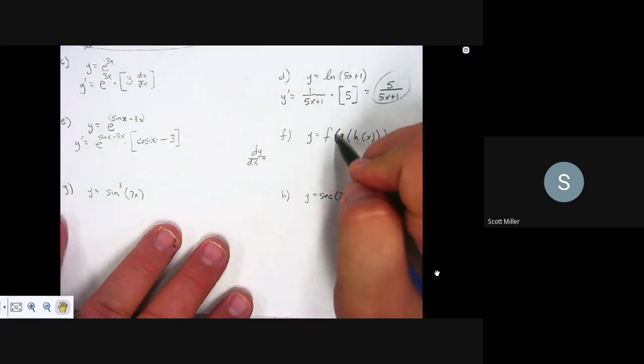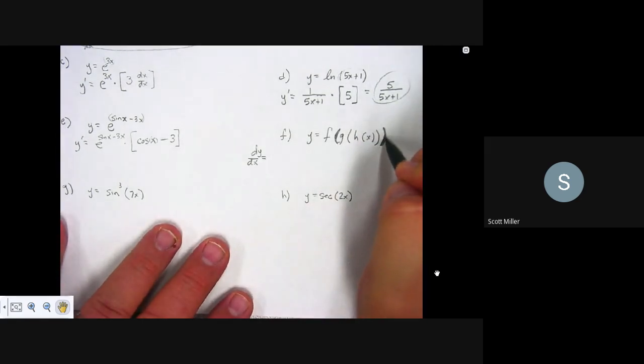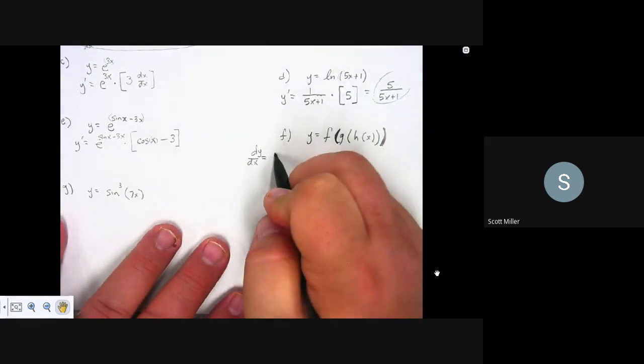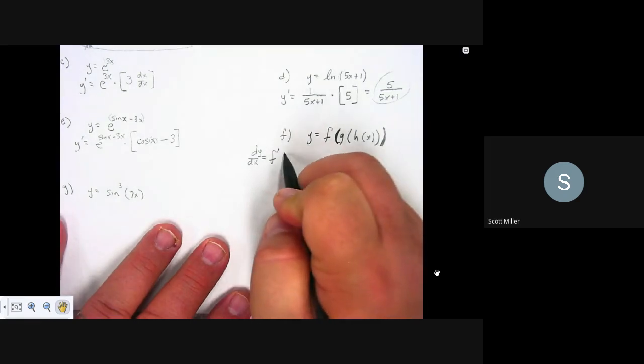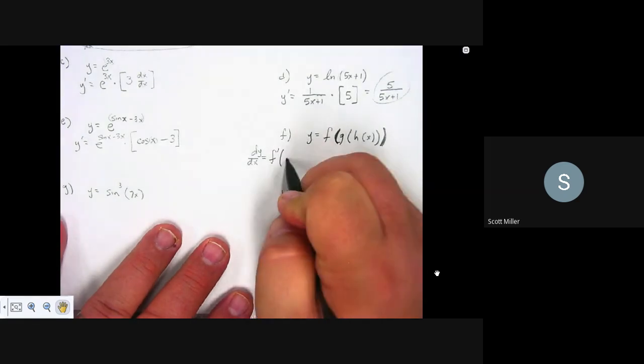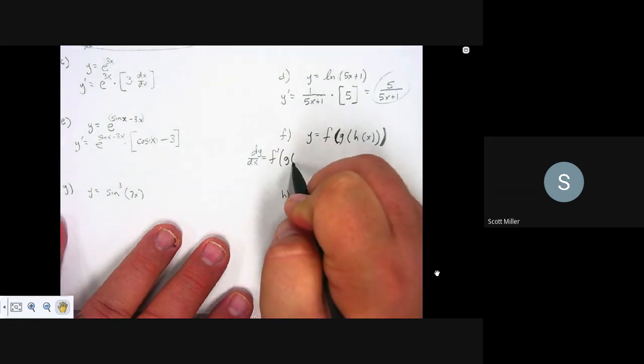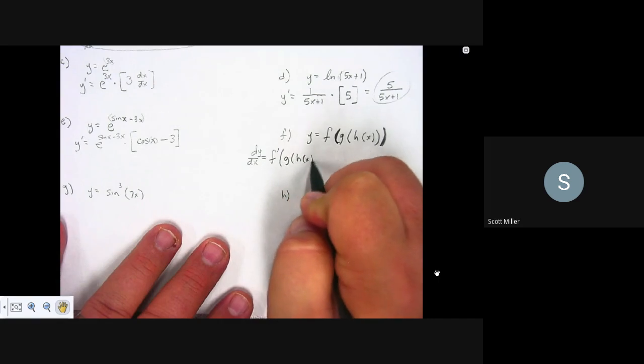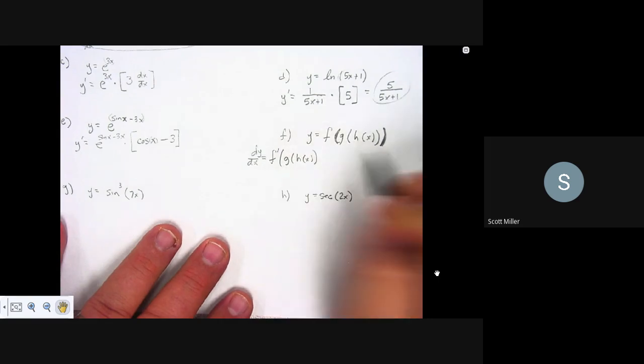This is the parenthesis for the outside. It doesn't matter what's on the inside, it's just going to get repeated. So this is the derivative of f, okay, of all of this. And 1.